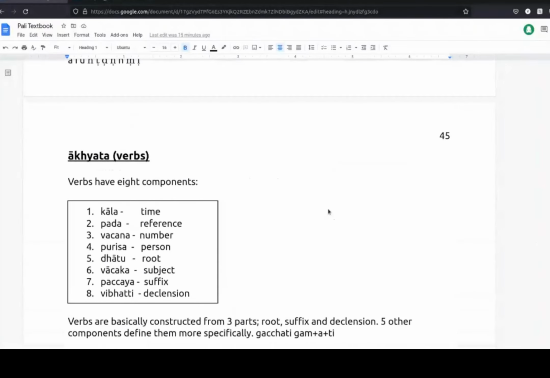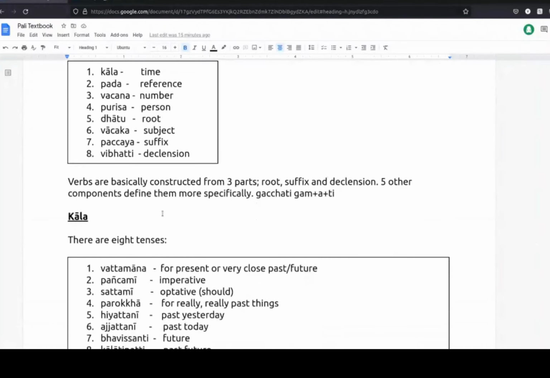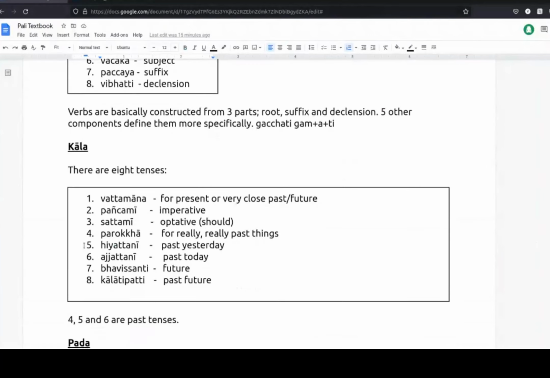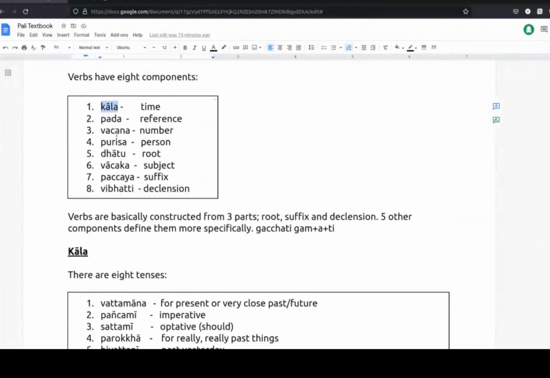So verbs have 8 components. Kala, so there's different times for verbs, of course. And here they all are here, Vattamana. And we have pada, which means is it active or passive? So we're going to have 2 sets of declensions. Vachana, plural, singular. Purisa, first person, second person, third person. So Purisa and Vachana is the 3x2.